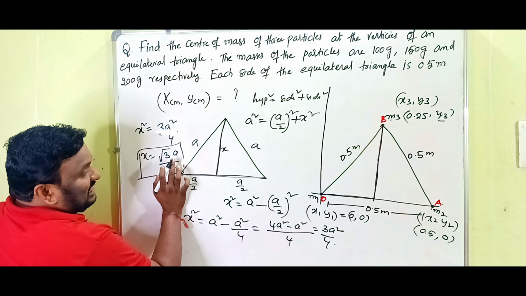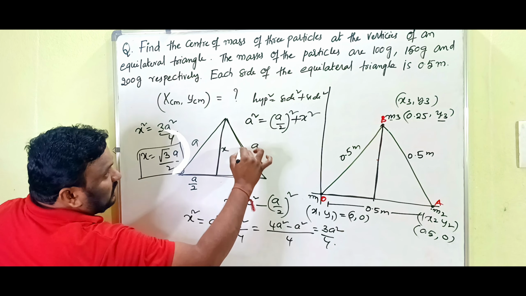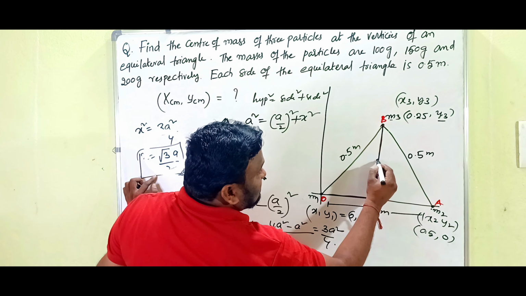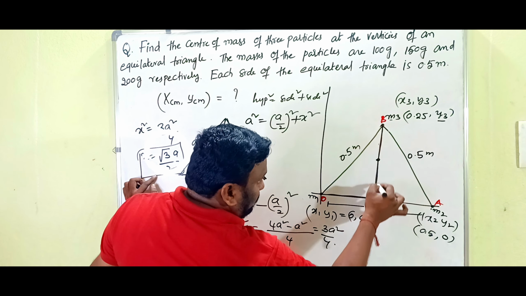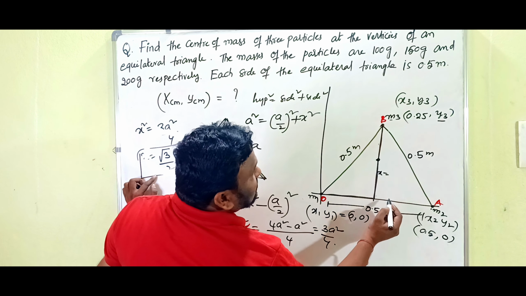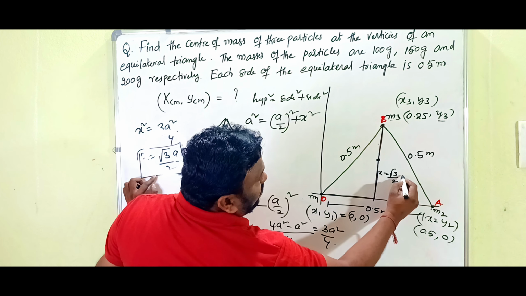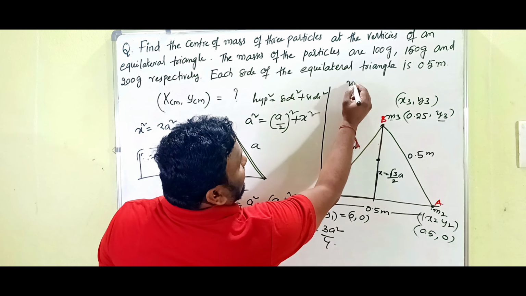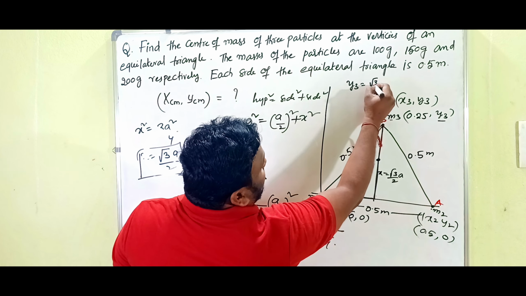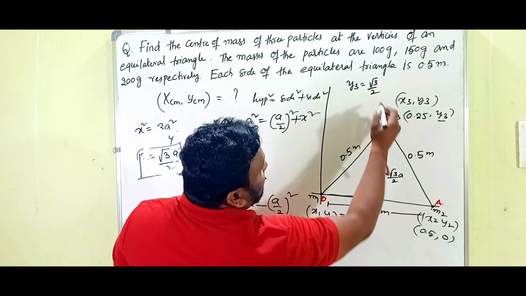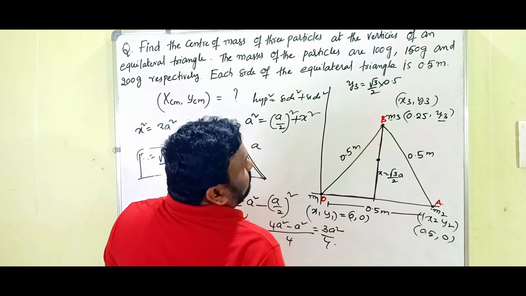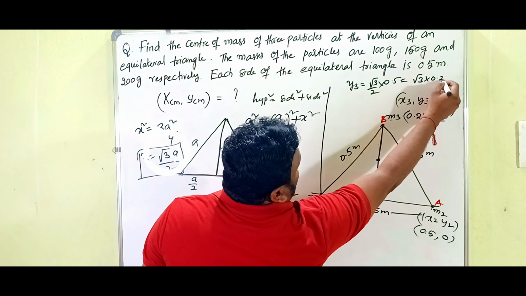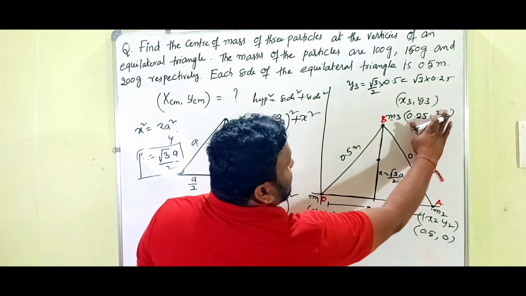What is A? A is the side of the equilateral triangle. So here I am writing that this total value is x, and x is equal to root 3 by 2 into A. A means 0.5 here. So y3 is equal to root 3 by 2 into the side of the triangle, 0.5. Then we get root 3 into 0.25. So now what is the y3 value?